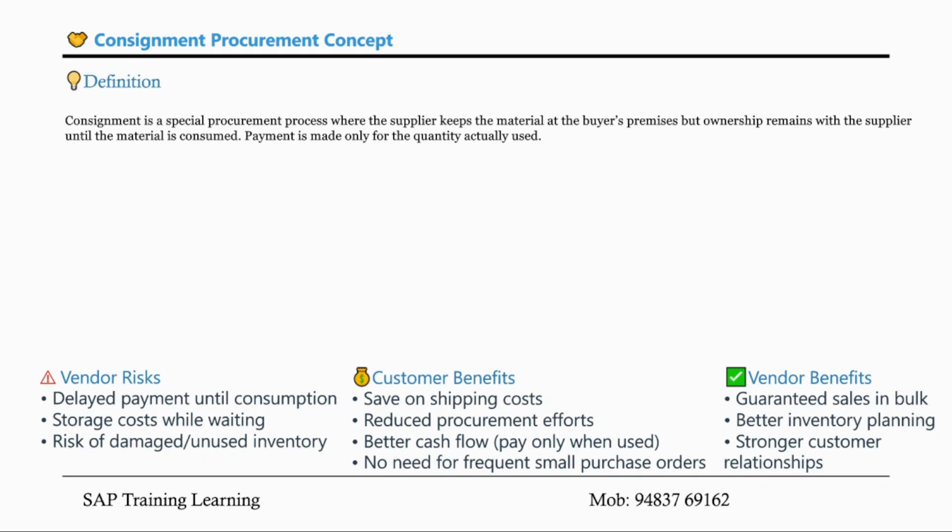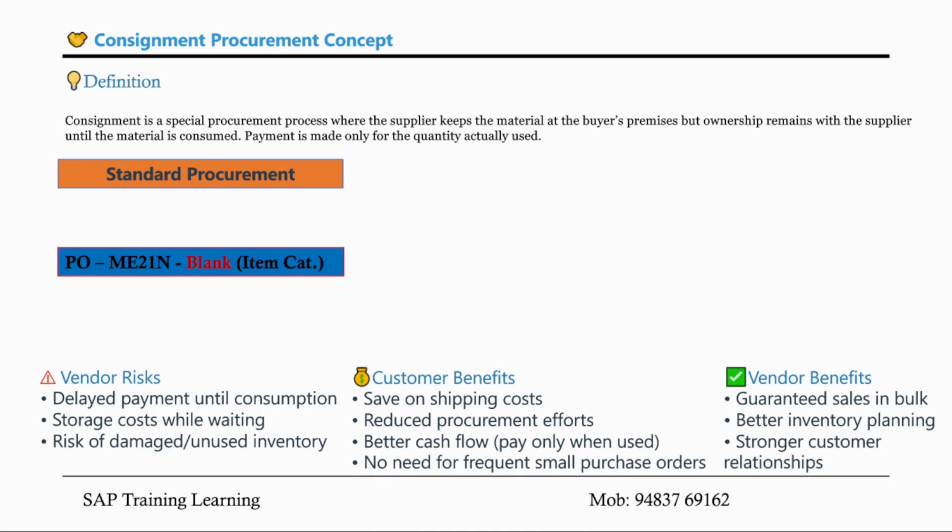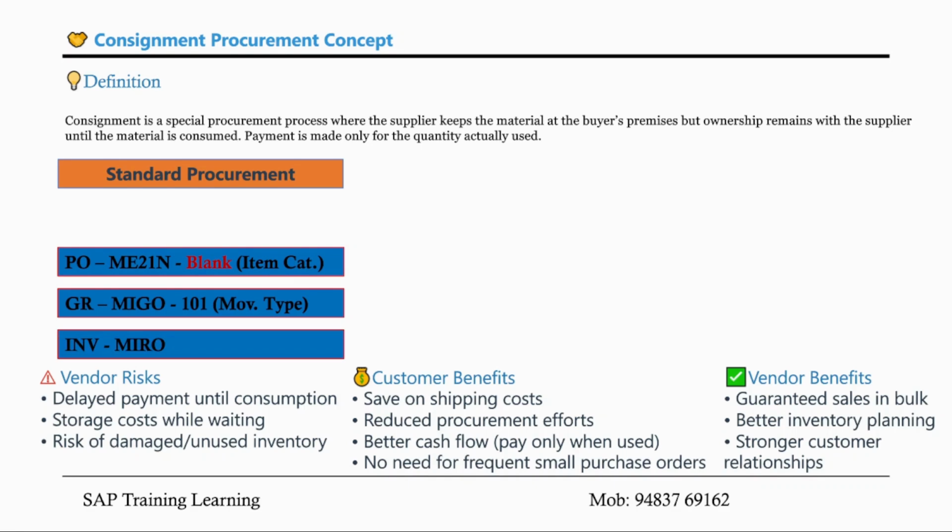Now let's understand how it differs from standard procurement type. In standard procurement type, you create a purchase order and you take the goods into your stock so that it becomes your own stock, and you make the payment after invoice verification, right? So these are the steps involved in standard procurement type.